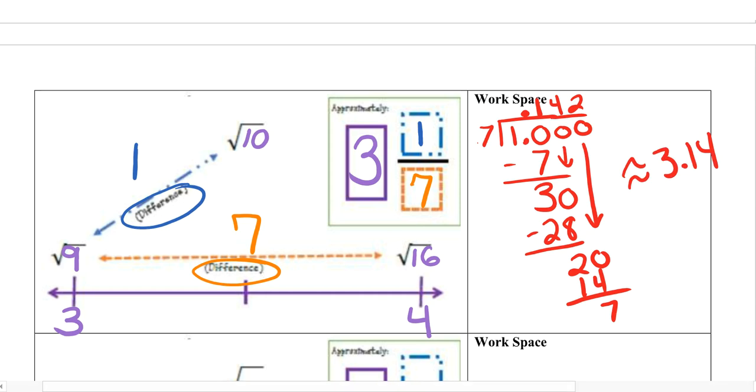3.14. So if I go back to my number line, 3.1, let's see if this is 3.5 in the middle here. 1, 2, 3, 4. Ooh, those are not evenly marked. But again, 3.14 would probably be about there. So that would be your square root of 10.